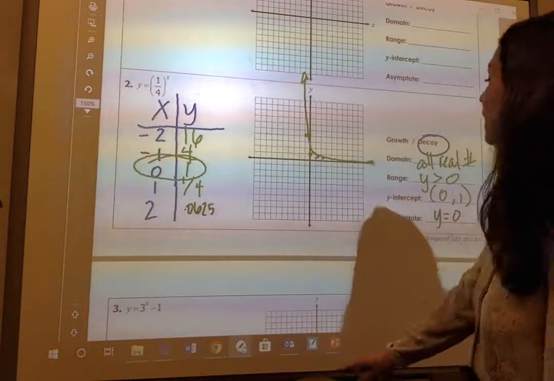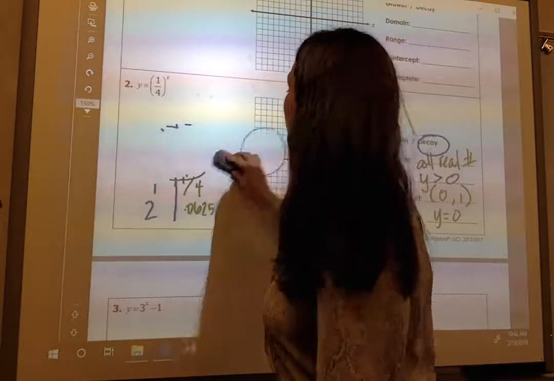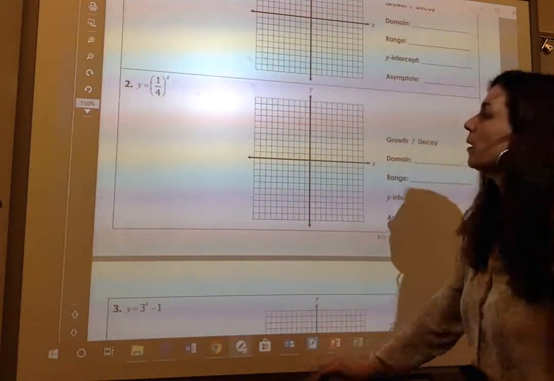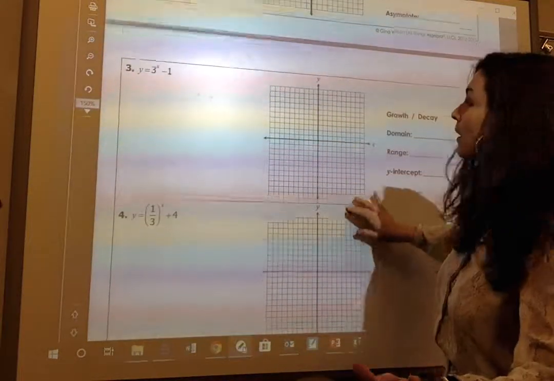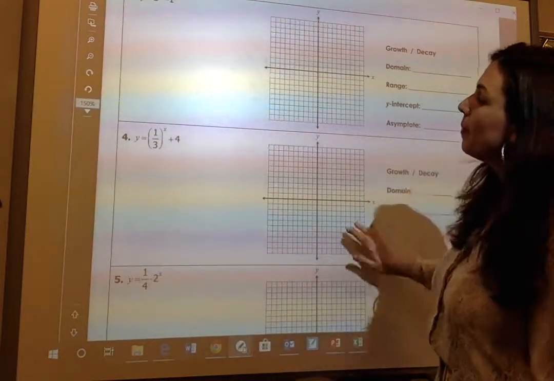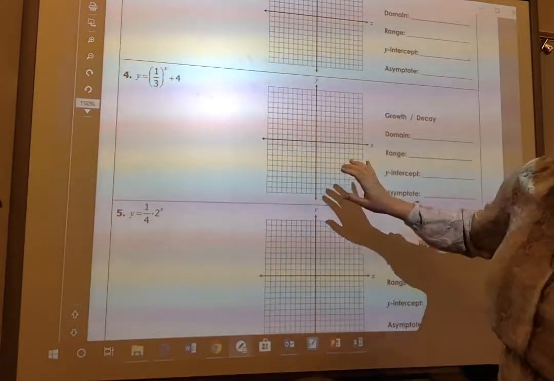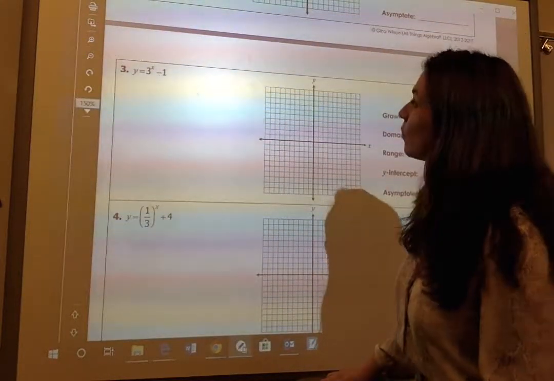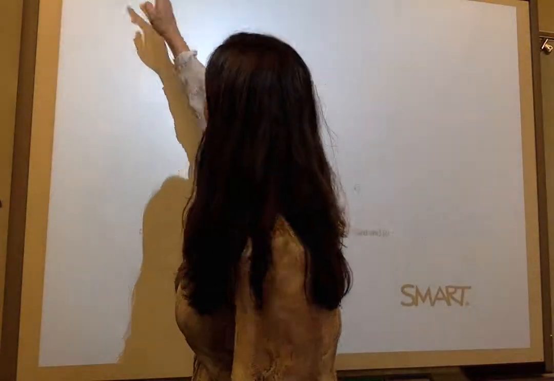All right. Let's look at, we'll do number 3 and 5. Okay, so you can come and check it. If you don't have a graphing calculator at home, that's fine. But let's look at numbers 3 and 5. Okay, let me calibrate this real quick.